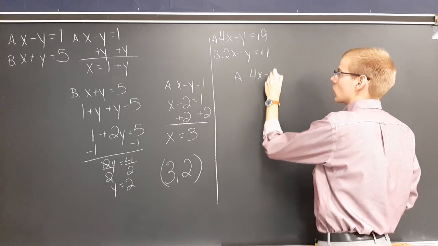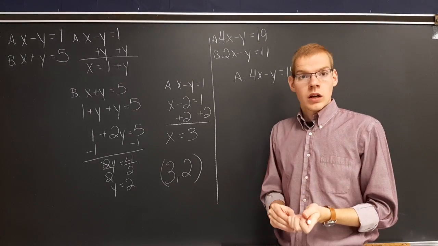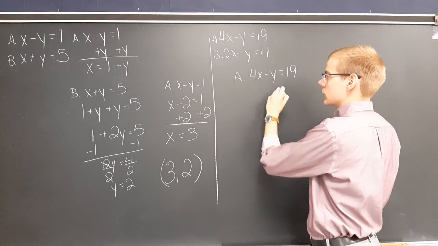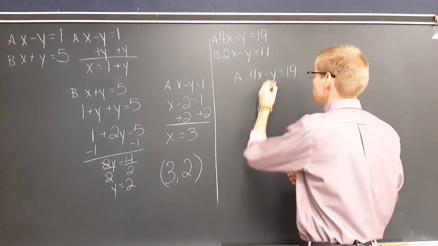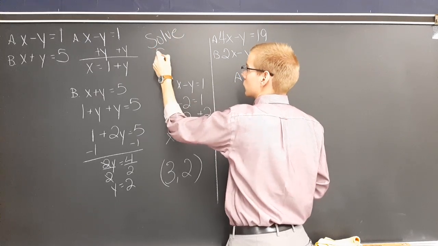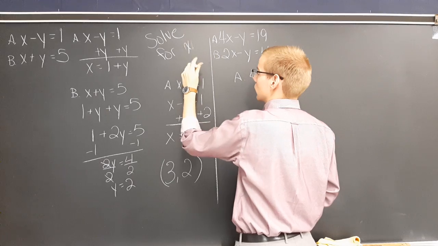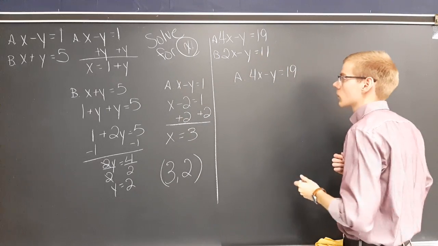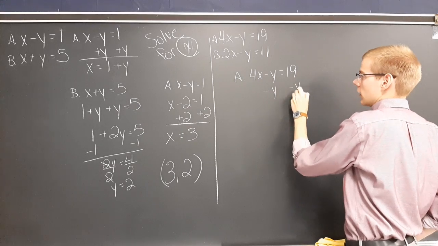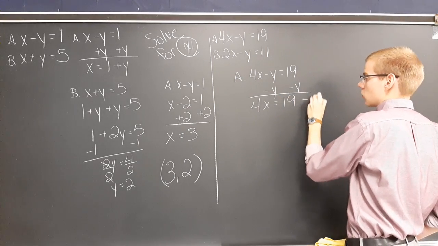4x minus y equals 19. Now, solve this one for x. Always solve the first one for x. Let's write that here. Solve for x. So bring this over to the other side. Minus y, minus y. 4x equals 19 minus y.